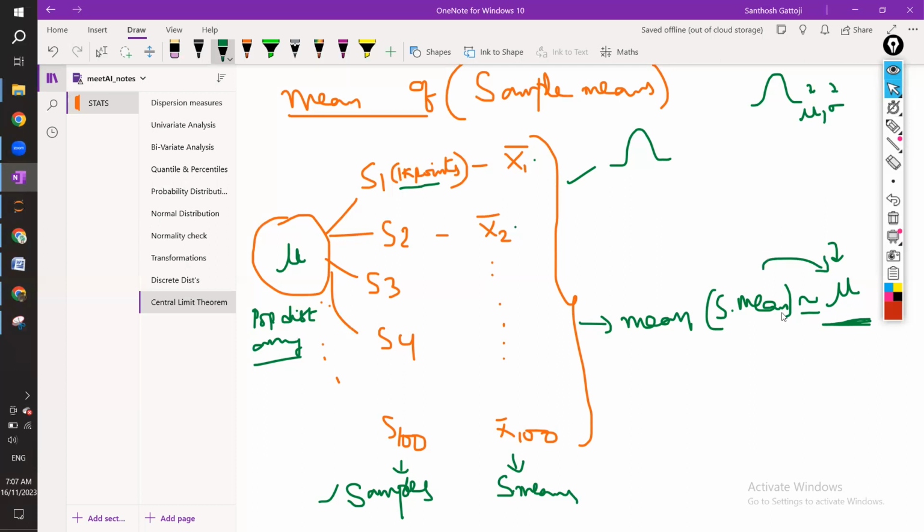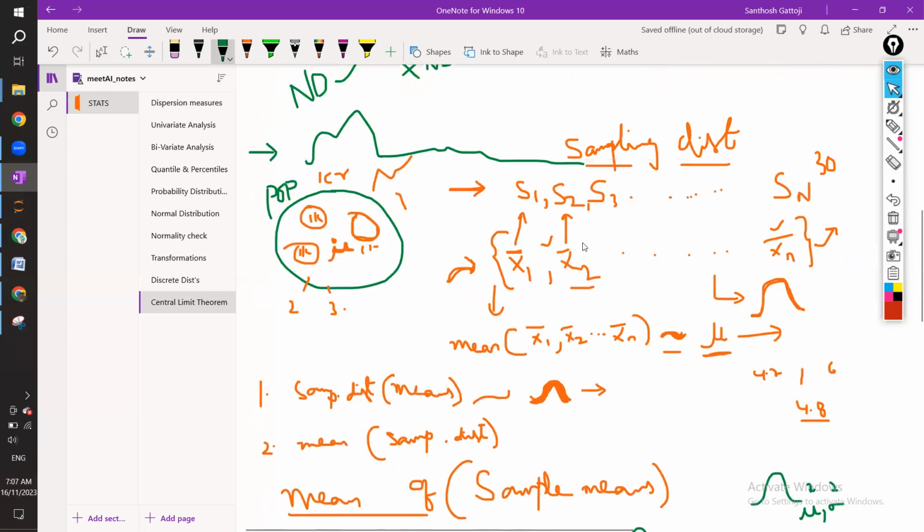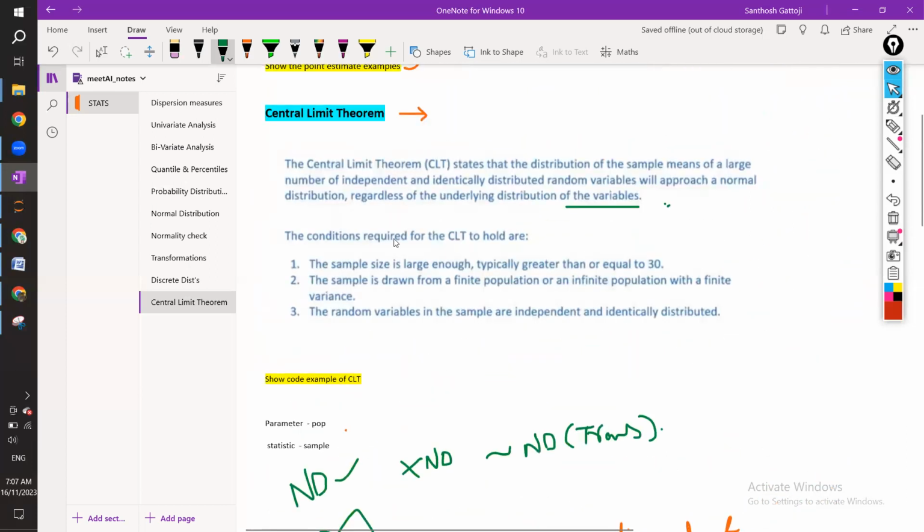Now there are only a few conditions for the central limit theorem to hold true, and they are simple. The sample size is large enough, typically greater than or equal to 30. That means each sample should have greater than or equal to 30 values. And the sample is drawn from a finite population, or an infinite population with a finite variance.